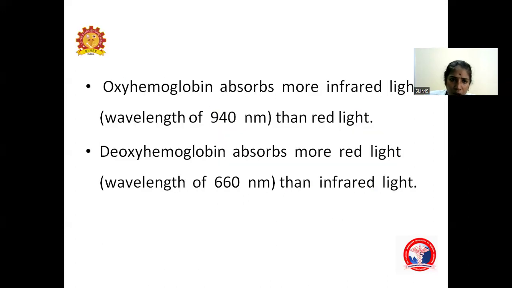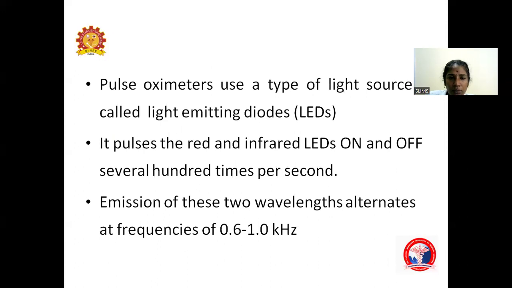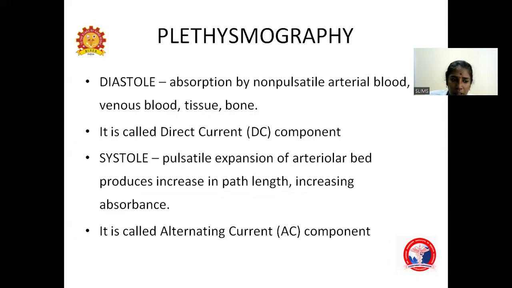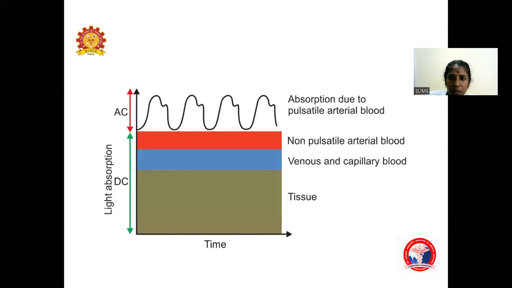Then what are oxyhemoglobin and deoxyhemoglobin? What is the wavelength, you all know? And what is the light emitting diode? That is red light and infrared light. And the plethysmography: once you have attached it, it won't show the number alone. It will show the graph. This is the graph, the absorption of light, and it is transmitted as a waveform in the monitor.